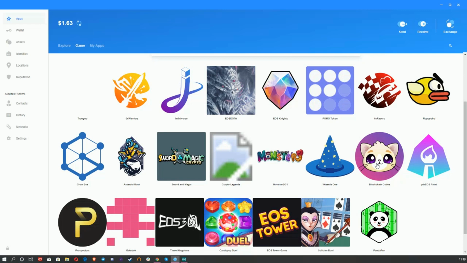It is on EOS, but hardly anyone plays it on EOS. There's basically no usage on EOS, mainly on Tron and Ethereum. Prospectors is actually quite a big game on EOS. Three Kingdoms and EOS Dota are these Chinese games, which are slightly copycatty, and you can't really play them unless you're Chinese, in terms of the language and stuff. And the rest of these ones, never heard of them.